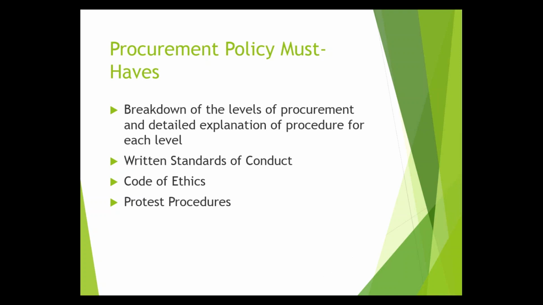A breakdown of the levels of procurement and detailed explanation of procedure for each level. That means that each of the levels, I noted the example of the $5,000. For each level of purchase and the process that goes along with that, that should be identified in your policy and explained. Written standards of conduct, code of ethics, and protest procedures. Again, these are the most likely to be missing or not fully described in a policy, and they're really key.